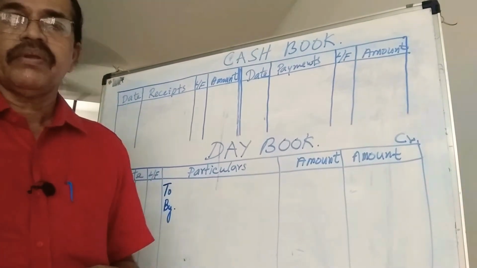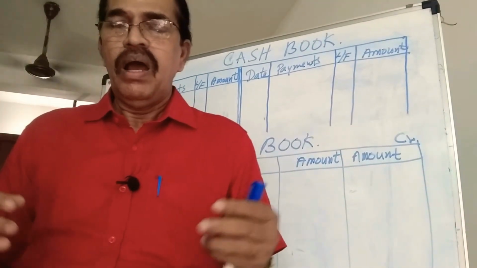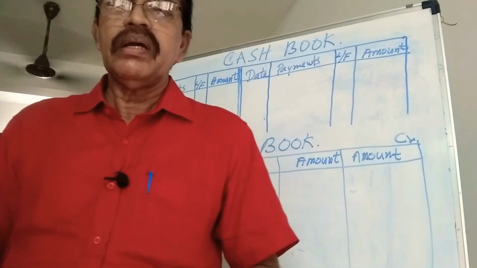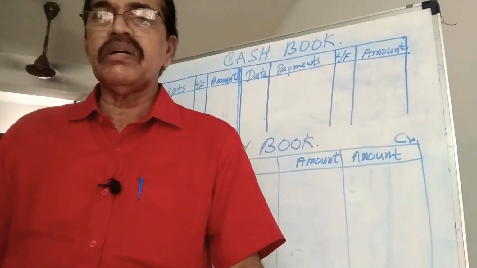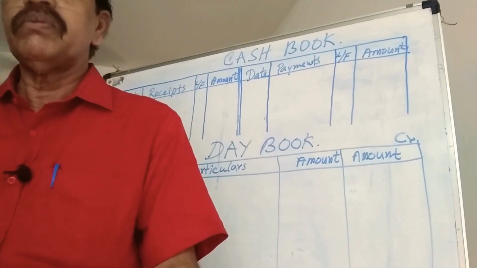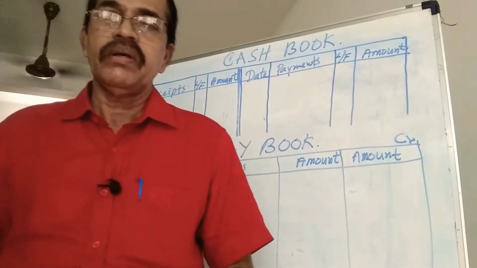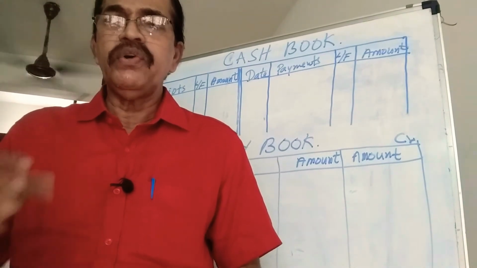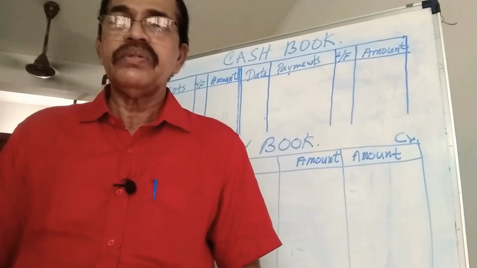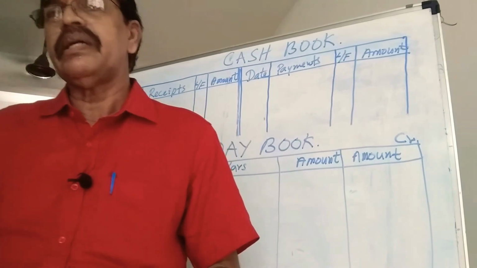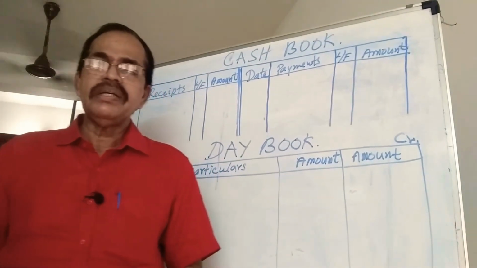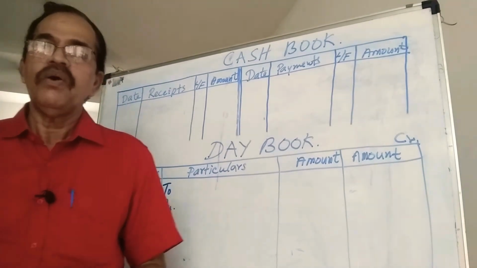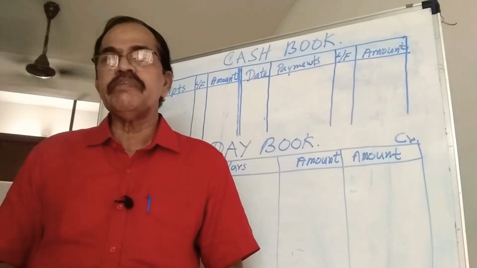But now, we will be giving you a few transactions because we don't have the supporting documents or supporting vouchers with us. So I will be giving you a few transactions and see how these transactions are recorded in the day book. For example, a businessman invested 1 lakh rupees in his business.